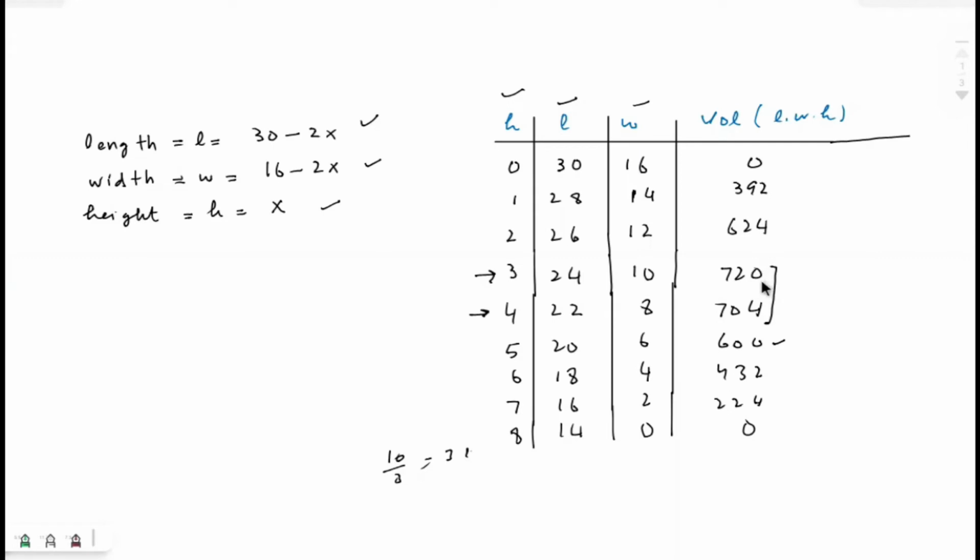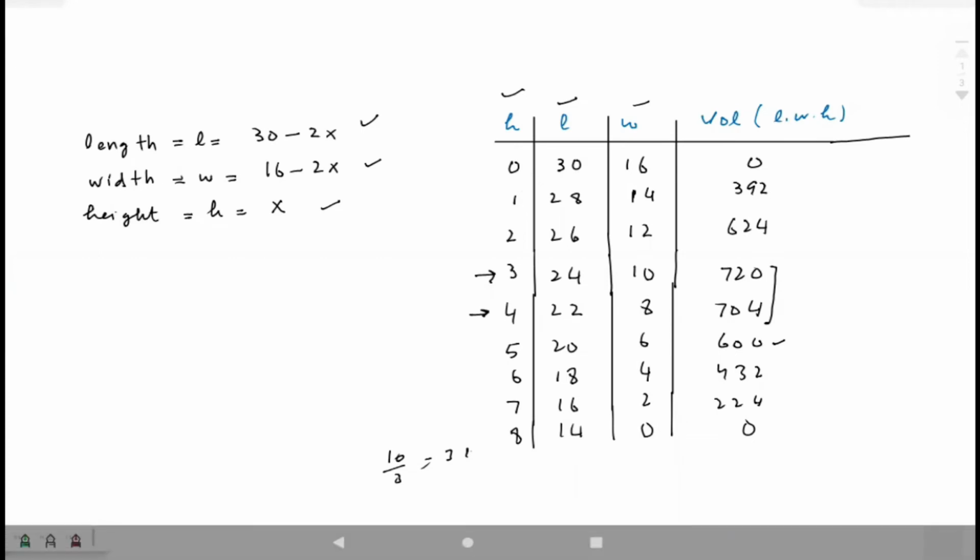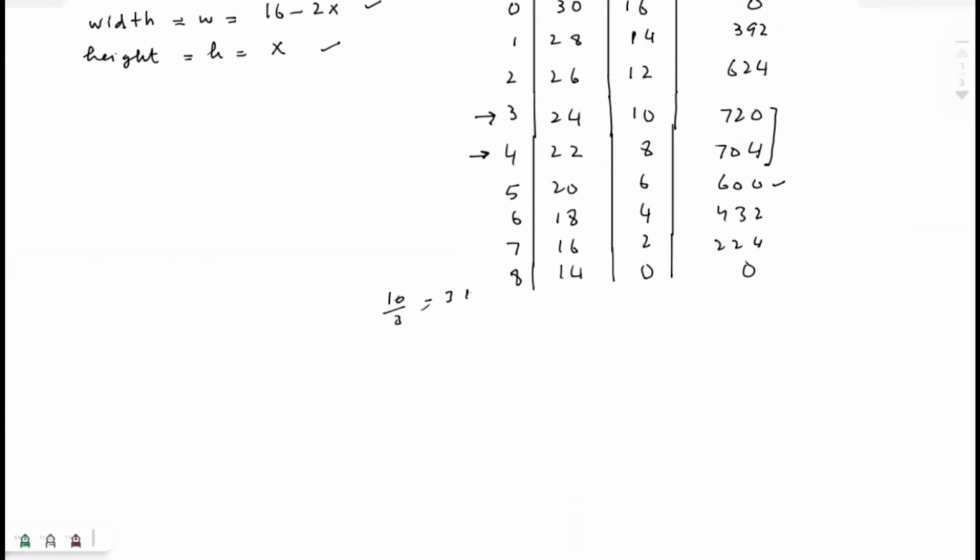But this method is very messy. You have to do a lot of calculations. Here we have only smaller numbers, 30 and 16. What happens if we have bigger numbers? So this tabular technique is not effective, and it would take time. What are we going to do?